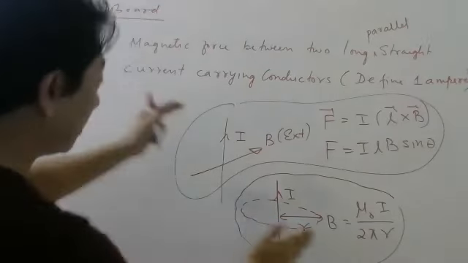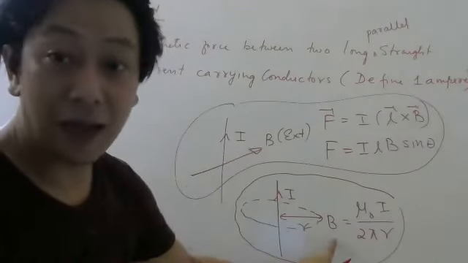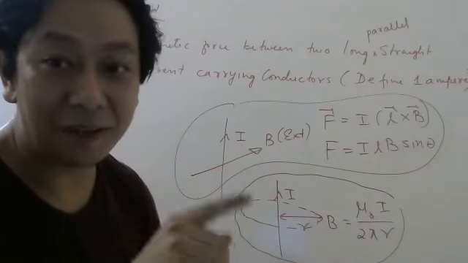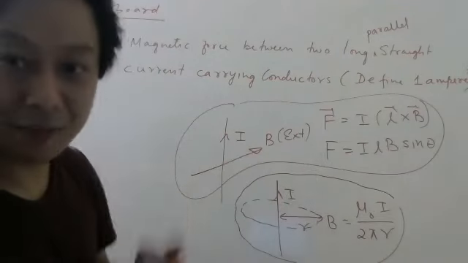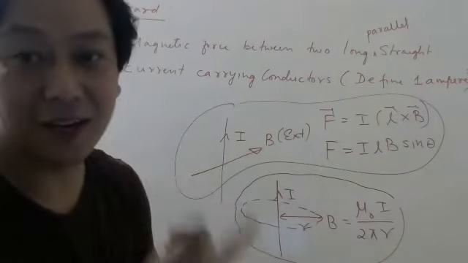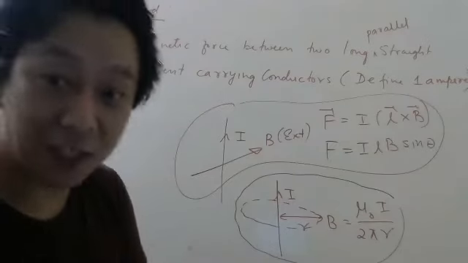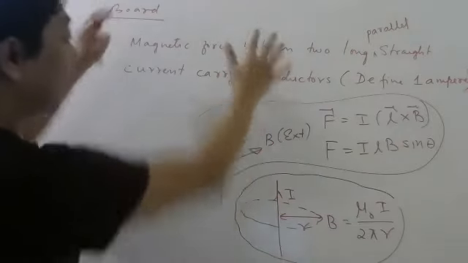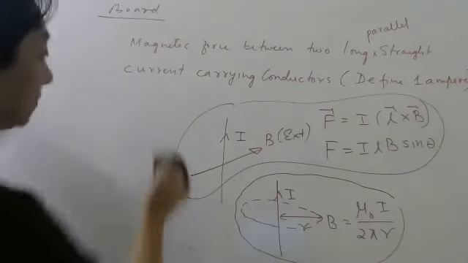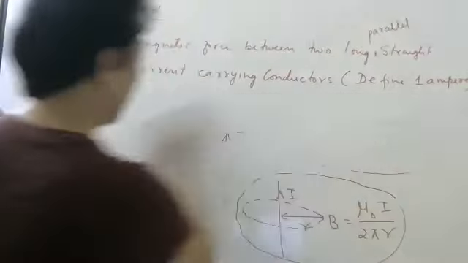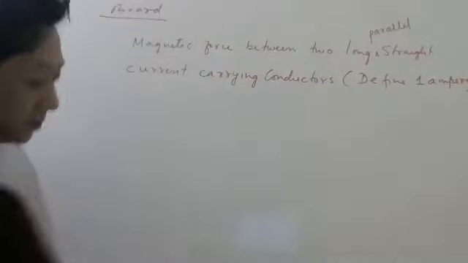So now if I bring two wires together, then one wire will produce a magnetic field, and that magnetic field will be an external magnetic field for the other wire. So that other wire will feel a force. Similarly, the second wire will produce a magnetic field that will act like an external magnetic field for the first wire. So the first wire will feel a force. So this topic is basically a combination of these two. So let us do the derivation now. Very simple derivation because you have already remembered the formulas.